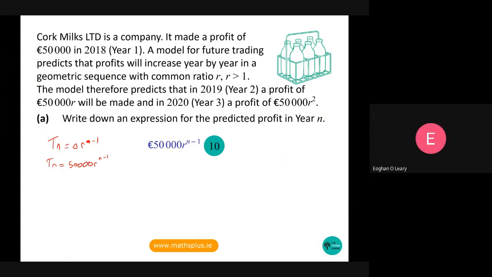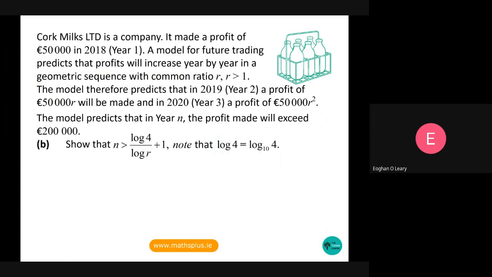Okay, perfect. So that brings us on to part B. Now, when students look at part B, a lot of them might recoil in horror a little bit because it's logs, it's inequalities, it's abstract. There's a bit going on here. It says, show that, well, I suppose I better read the key line. The model predicts that in year N, the profit made will exceed €200,000. Show that N, which is the year, is greater than log 4 over log R plus 1.